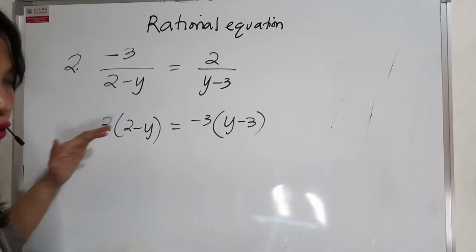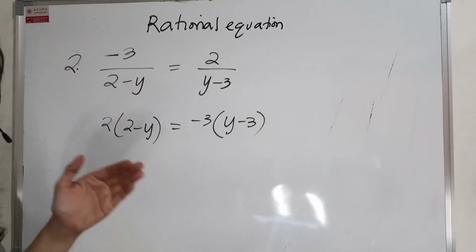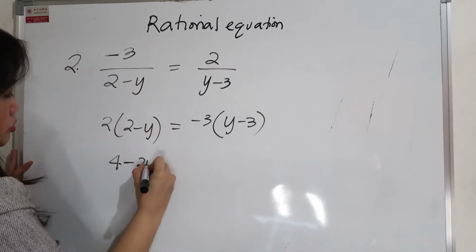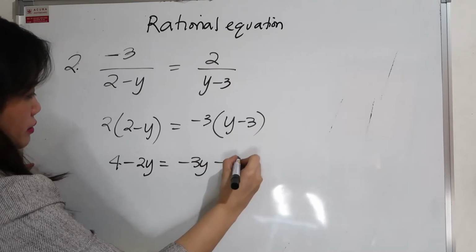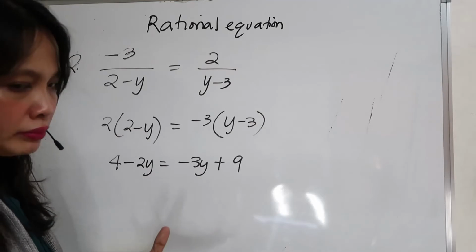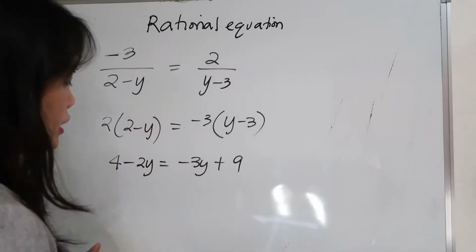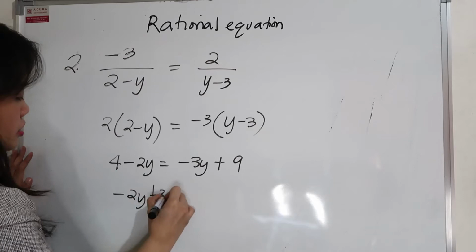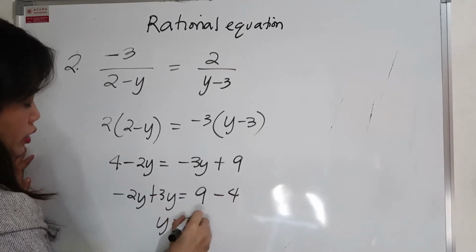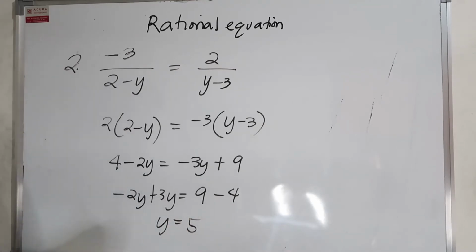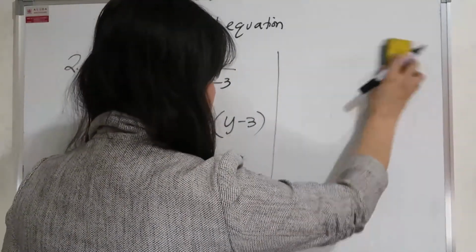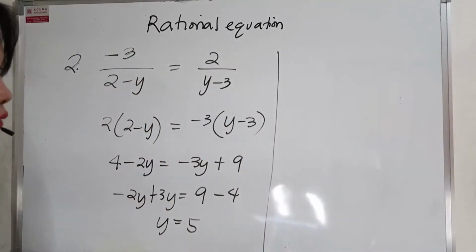Okay, you can only do that if both sides have a single fraction. So you distribute. So we have 4 minus 2y is equal to negative 3y plus 9. Same procedure: you need to transfer all variables to one side and all constants to the other side. So we have negative 2y plus 3y is equal to 9 minus 4. So you do have y equals 5. Before we conclude, we need to check if your answer is a real value.